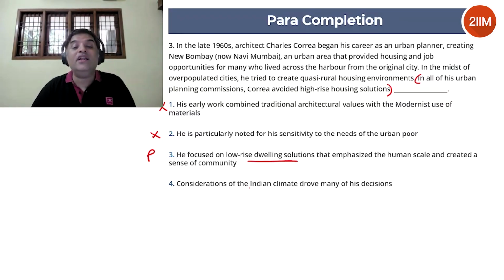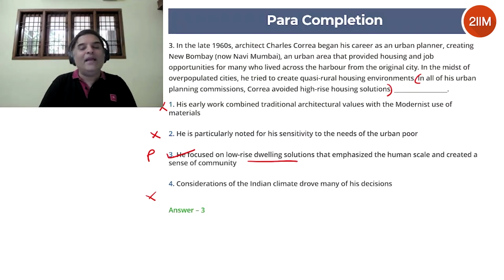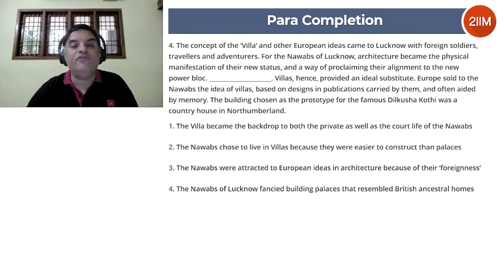Number 4, considerations of the Indian climate drove many of his decisions. This is not connected at all, and we already have 3, which is a very close connection. The answer is 3. I would say this is a manageable question, again, if you follow the right approach. Okay, let's look at question 4.